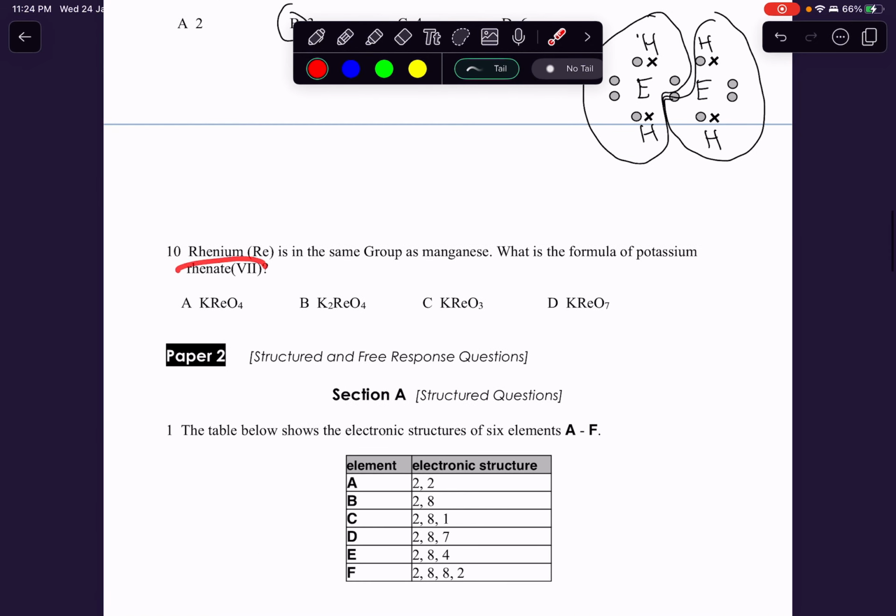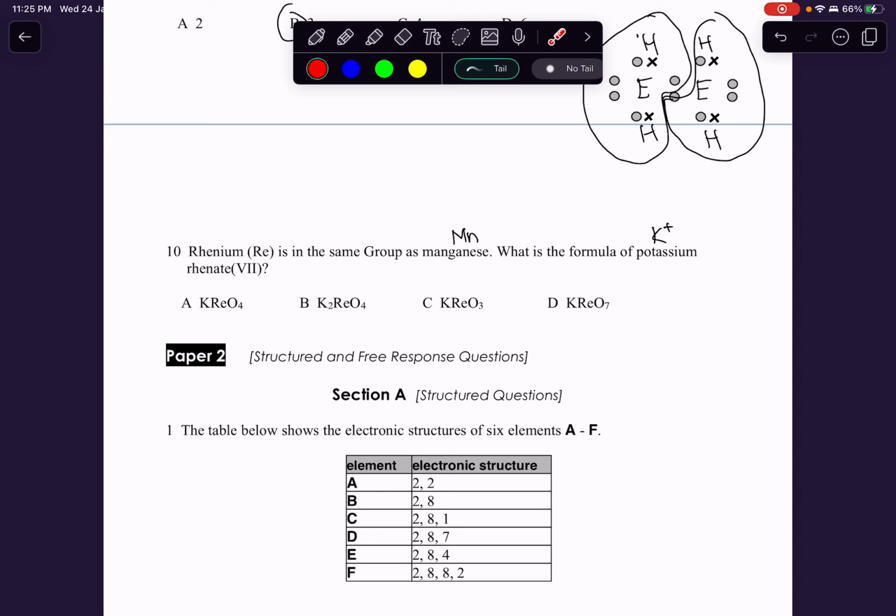Rhenium is in the same group as manganese. So manganese is your Mn. What's the formula of potassium rhenate? Same thing. Potassium will form K+. Remember what kind of bonding these are. Potassium metal: the moment you have one metal, you only learned ionic and covalent bonding, right? So at this point it has to be ionic.